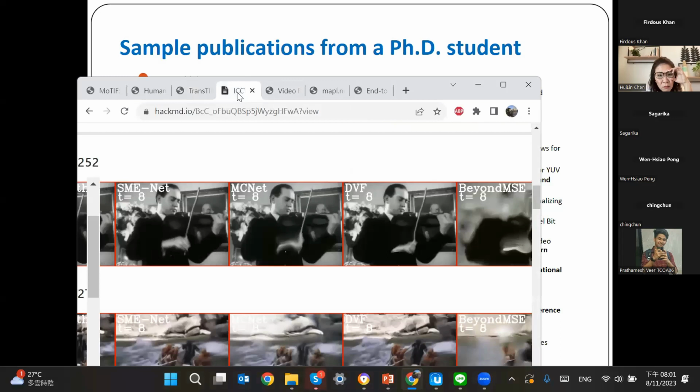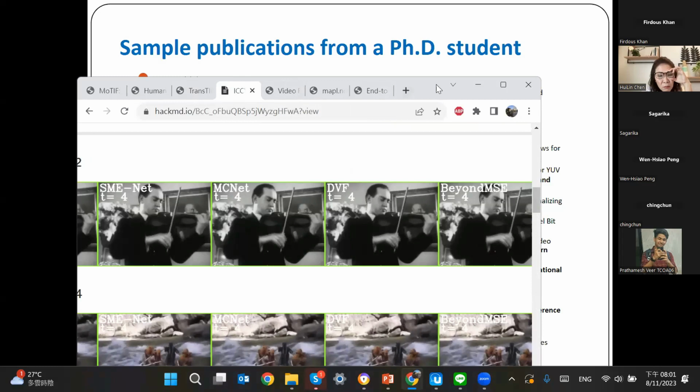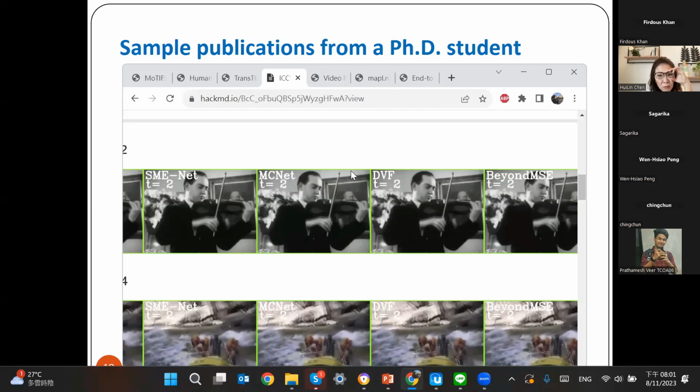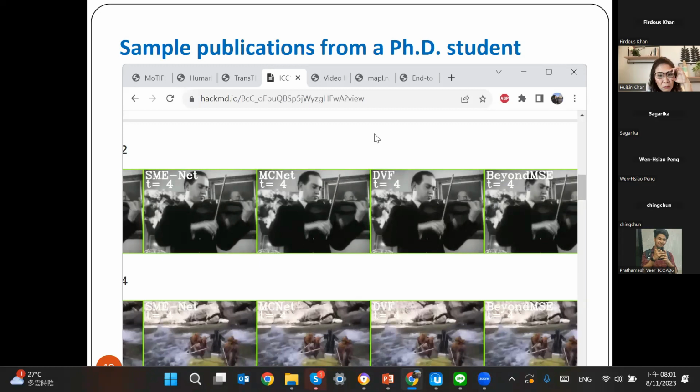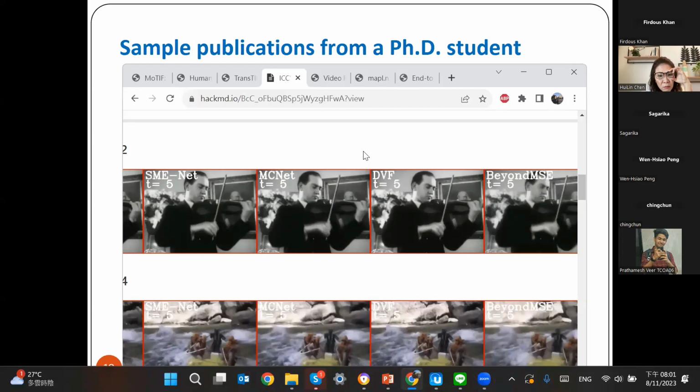And this is another work we did a few years ago. This work was also published at ICCV. You can see that we tried to do video prediction. This is the kind of technology that allows you to predict into the future, predicting video frames at future time instances based on only a number of video frames you have observed.